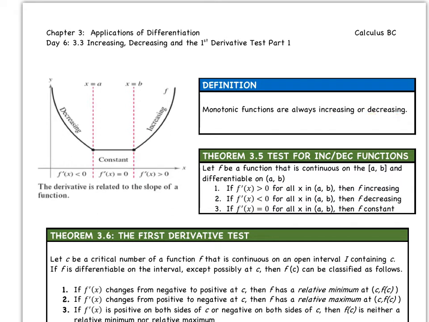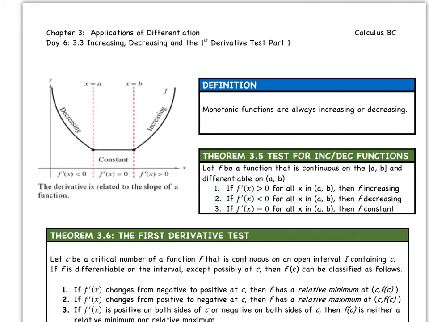All right, now to determine if a function is increasing or decreasing, we can go ahead and look at the first derivative. So we're going to let f be a function that is continuous on the closed interval a to b, and differentiable on the open interval. If f prime, the derivative, is positive for all x on that interval, then the function is increasing. If f prime is negative on that interval, then f is decreasing. If f prime equals 0, then f is constant.